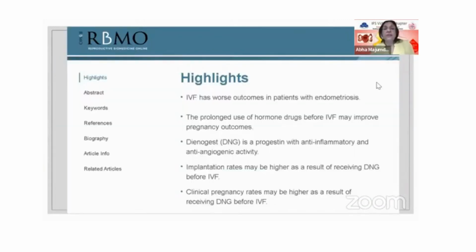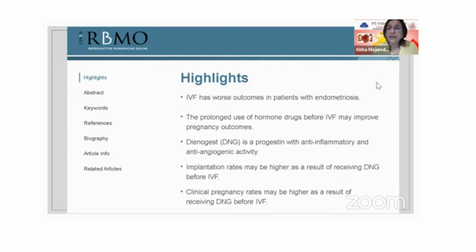Highlights were: IVF, we all understand, has worse outcomes in patients with endometriosis. The prolonged use of hormone drugs before IVF may improve pregnancy outcomes. Dienogest is a progestin with anti-inflammatory and anti-angiogenic activity. We heard this from Dr. Sonia Malik also, who outlined this very well.